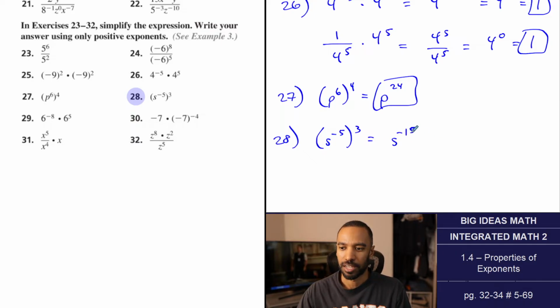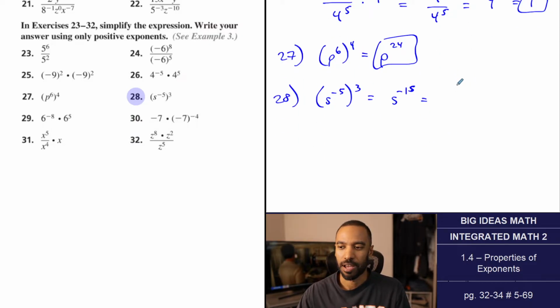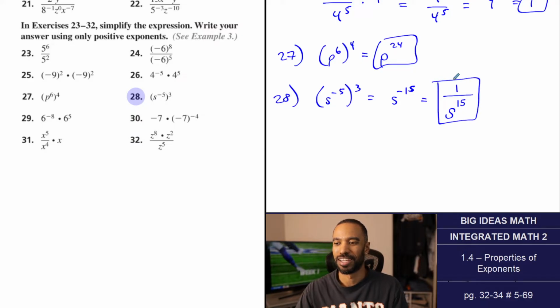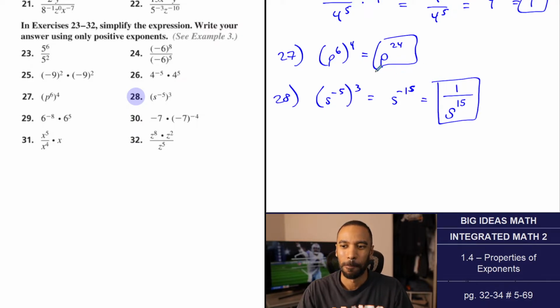Oh, my 5 looks like an s. S looks like a 5, whatever. We're not done, though. We have to get a positive exponent. That's 1 over s to the 15th. Hopefully that looks more like a 5. Or that looks more like an s. I'm not really sure.